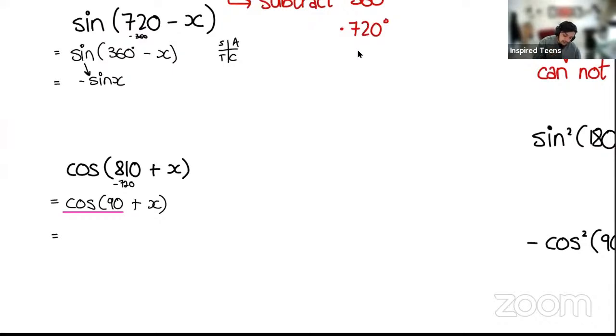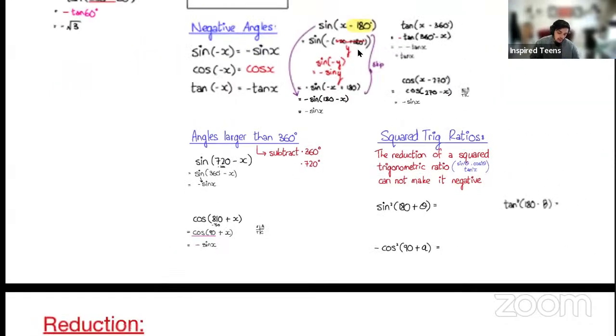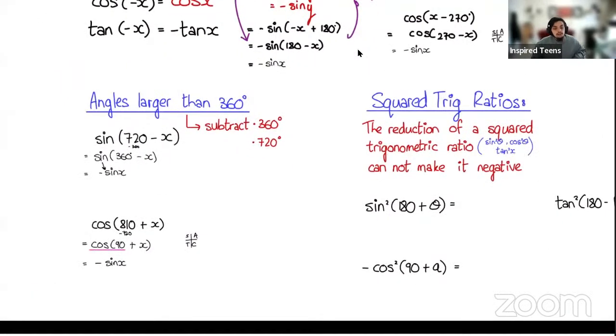However, remember that the sign is determined by the first trig ratio. So the sign is going to be determined by cos. So cos 90 plus is actually where sine is positive. So that's not good. That makes cos negative. So this becomes negative. But because we're working with 90 and cos needs to change to sine, negative sine x. So that's how we deal with angles larger than 360. I hope that makes sense.